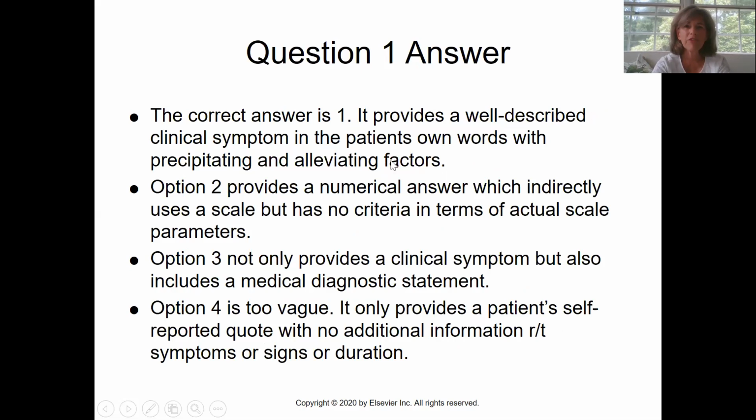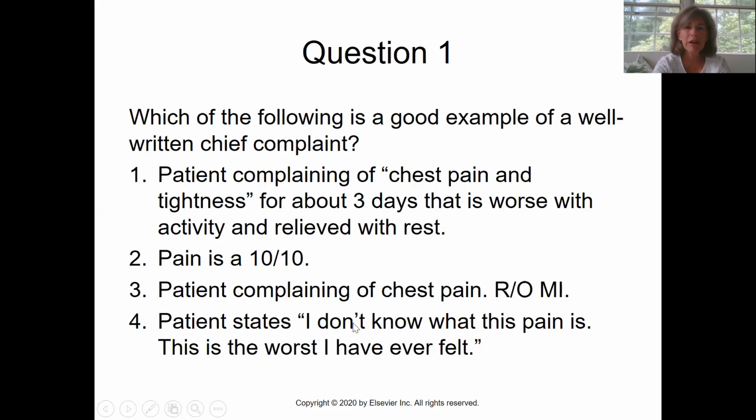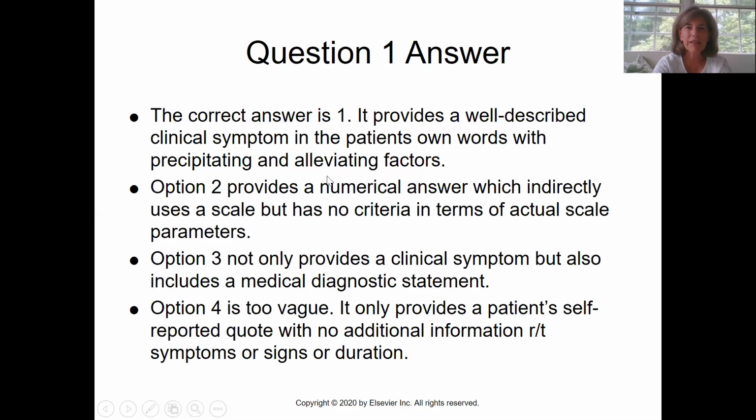It's described in the patient's own words and includes some precipitating and alleviating factors, which leads towards the HPI. You may have also been attracted by the 4th option. However, that one's a little too vague. It may be a good starting point, but more is needed for you to distinguish that. So I tend to like this number 4 because it is a little more descriptive of the patient's concern. But notice that the better answer is number 1. So number 1 combines some aspects of both of these concepts.